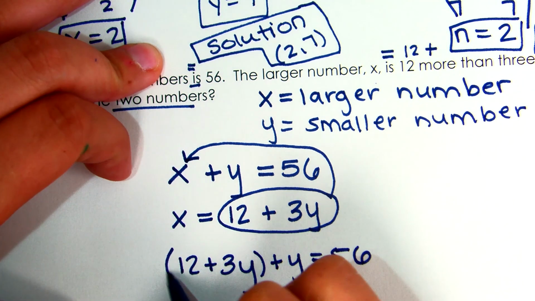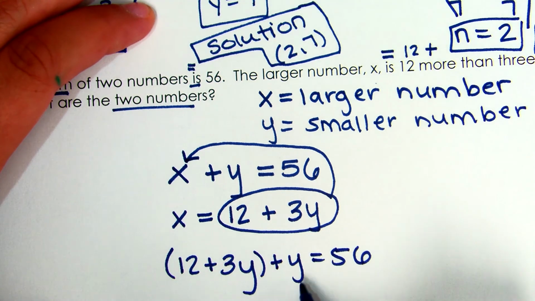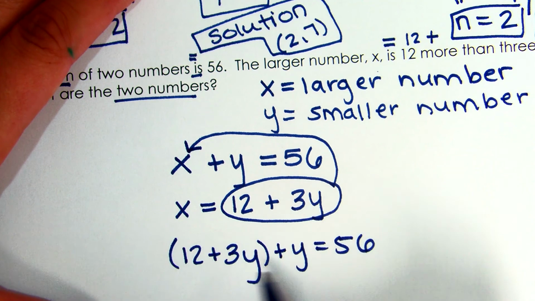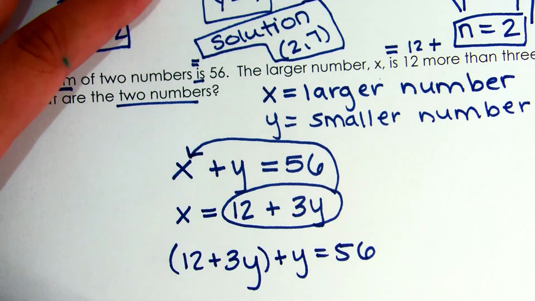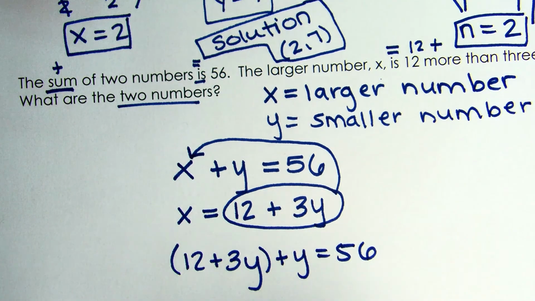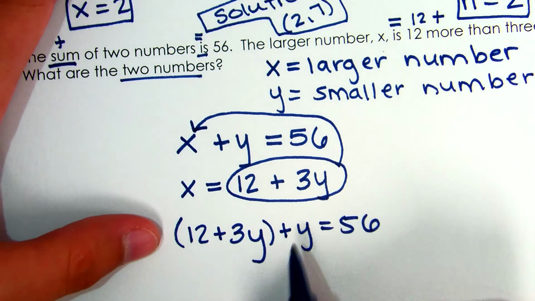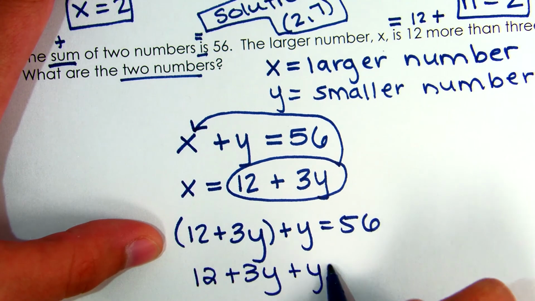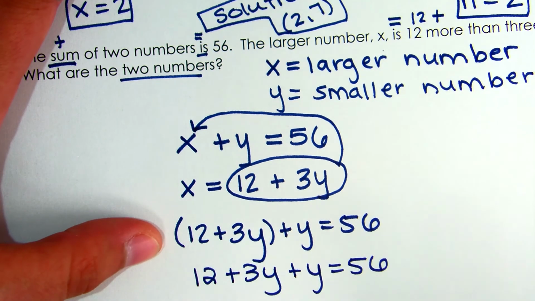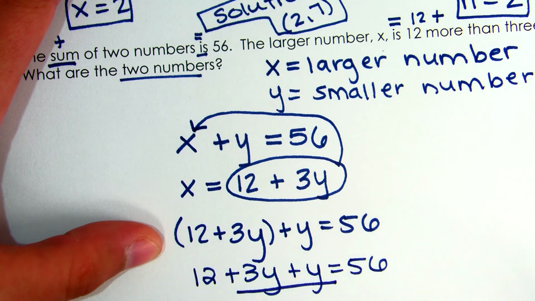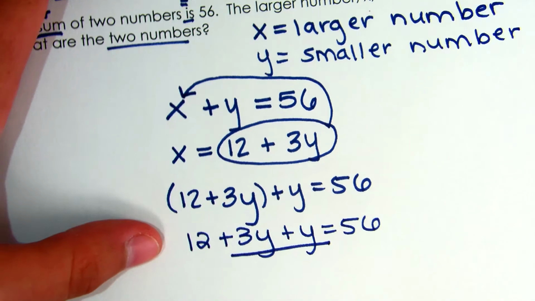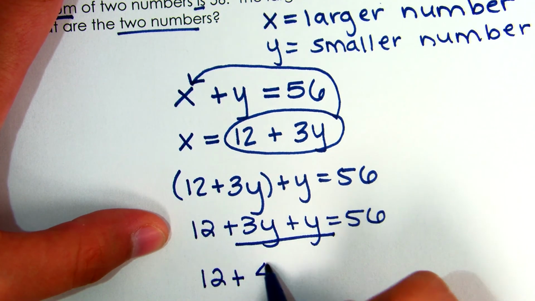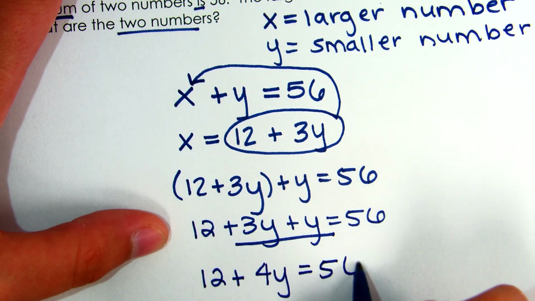So this is my x, and it adds to y. Now I have no number in front or behind the parentheses without an addition sign, so there's no distributing. So I'm going to just drop the parentheses, 12 plus 3y plus y equals 56. Now I can combine like terms. Since 3y and y are on the same side of the equal sign, I can just add them. 12 plus 3y and y makes 4y equals 56.